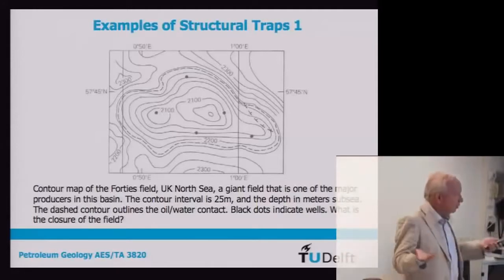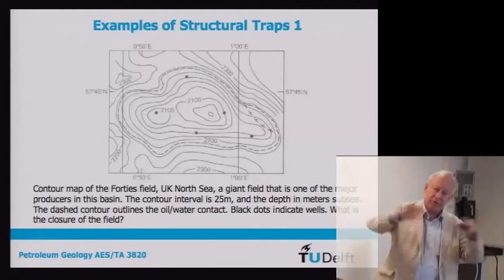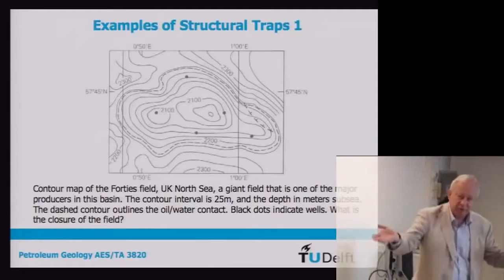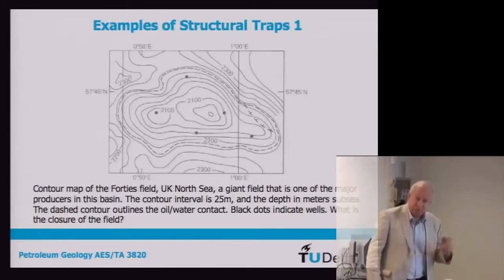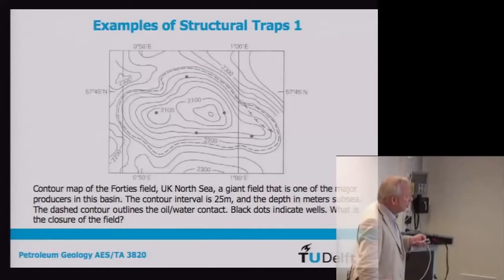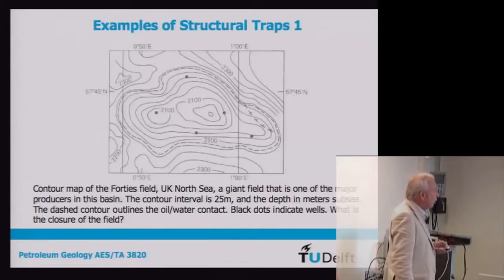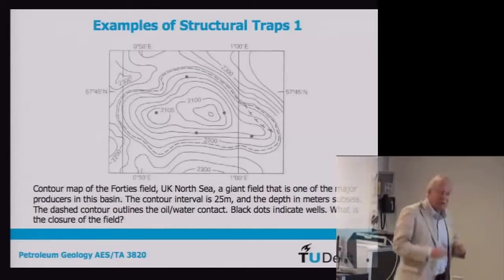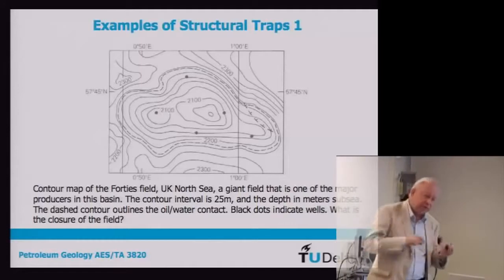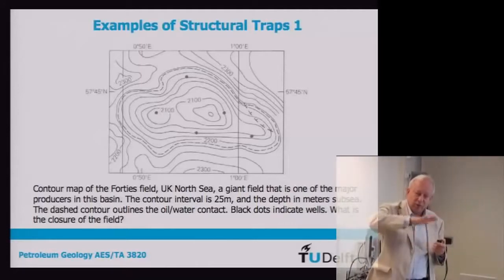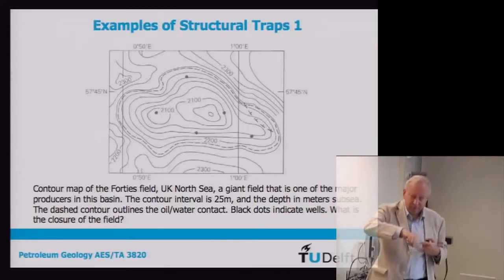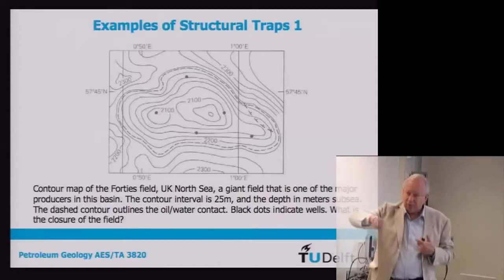It's an anticline, or actually more precisely a dome, because it is an anticline in two directions, right? But that's correct, so very simple. There's a fault here, and there's the oil-water contact. Now what we also look at is the closure of a field. The closure is the lowest contour line along which you can walk and come back to the same point. If you want to walk around a mountain, that would be the lowest contour where you could walk around and come to the same place again.